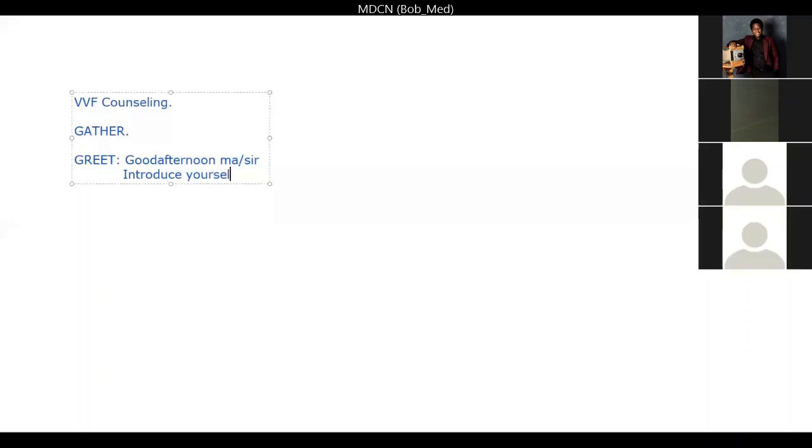Introduce yourself to the examiner. Then apart from introduction, you want to do what? You want to create rapport. Then the next thing is what? You want to obtain consent.